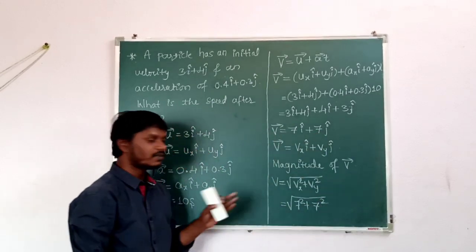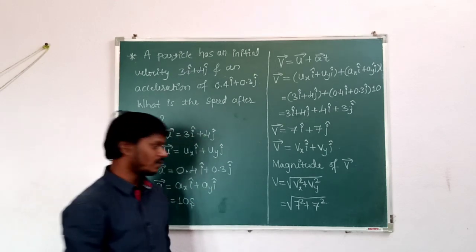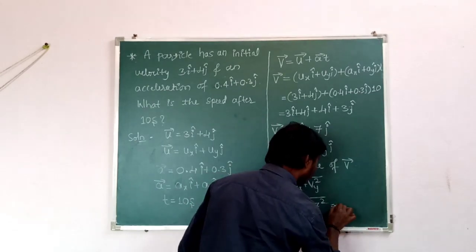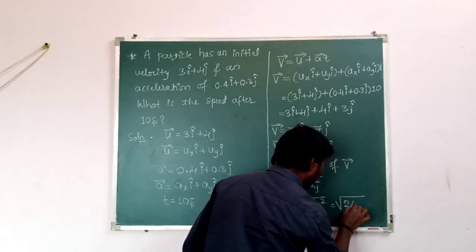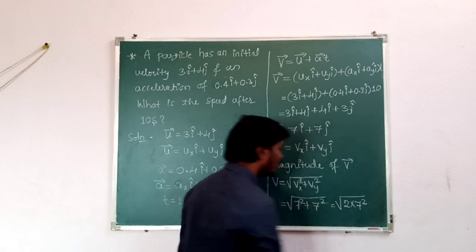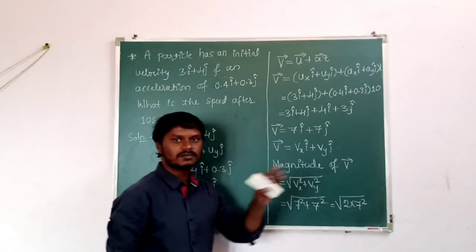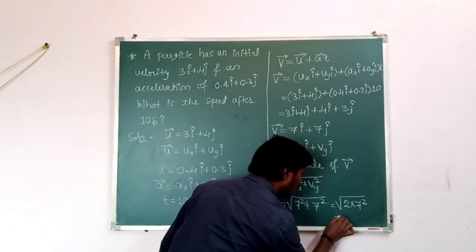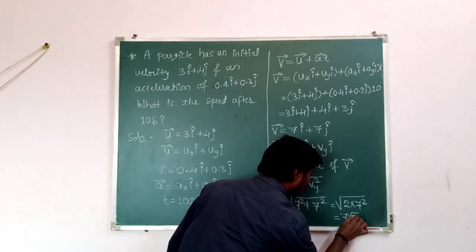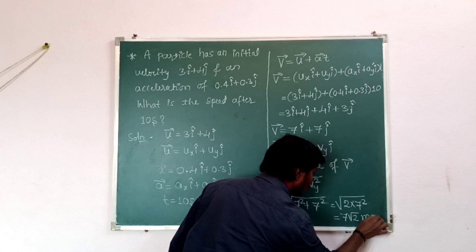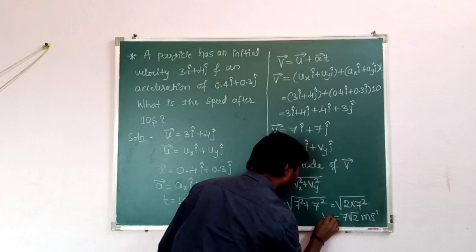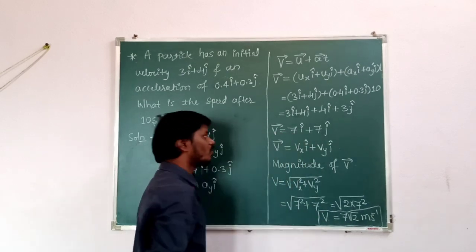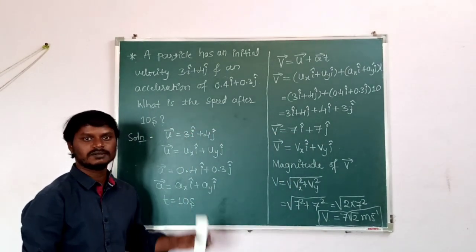7 square plus 7 square, that is 2 into 7 square, by taking 7 square as the common. So it becomes square root of 2 into 7 square. So the square root of 7 square is nothing but 7, because square root and square get cancelled. Then it is 7 root 2 meter per second. So this is about the solution related to the given question.